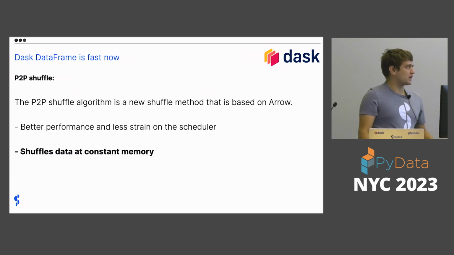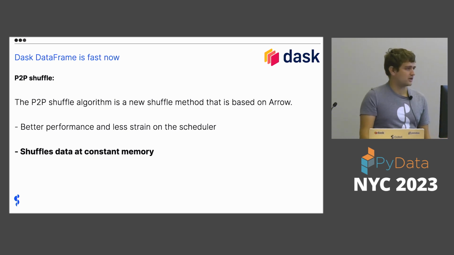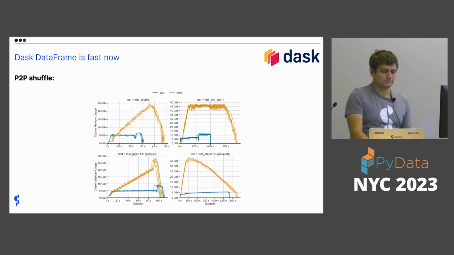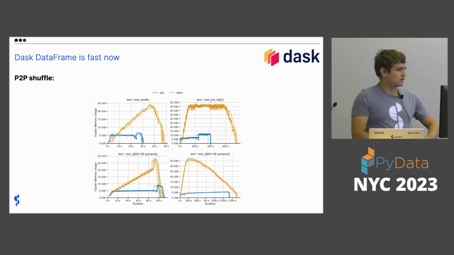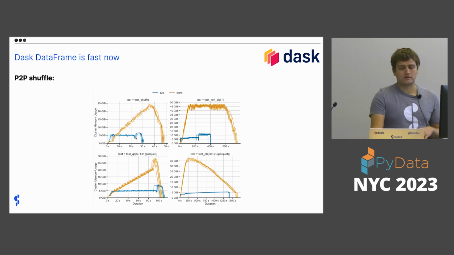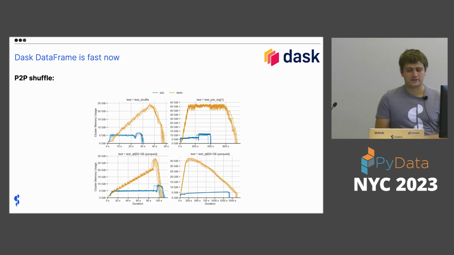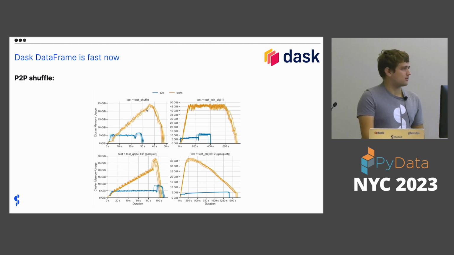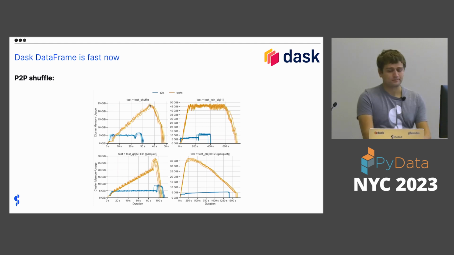We generally can now shuffle data at constant memory. Previously, this was growing linearly, and at some point, your cluster was killed if you didn't account for that. The blue line is the new P2P shuffle. It's just constant at 5 gigabytes, and then when we unpack, there's a small spike. But this was actually a bug, which is fixed now. And the old task-based shuffling just goes up linearly, and then 25 gigabytes, this is per worker, it's actually quite a lot.